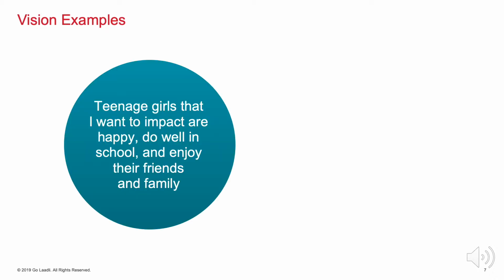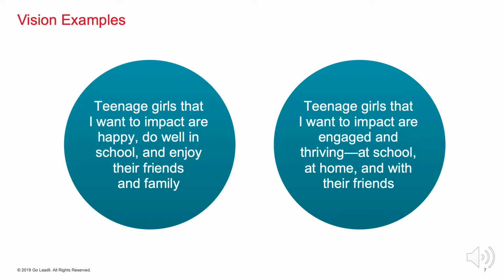So if we were to create a vision for how the world's going to look when this problem is solved, here's a couple of examples of what that might look like, building on the symptoms that we just talked about. Teenage girls that I want to impact are happy, they do well in school, and they enjoy their friends and family. Another one might be teenage girls that I want to impact are engaged and thriving at school, at home, and with their friends. So you can see this is just two different ways to describe the world once you've solved your problem.